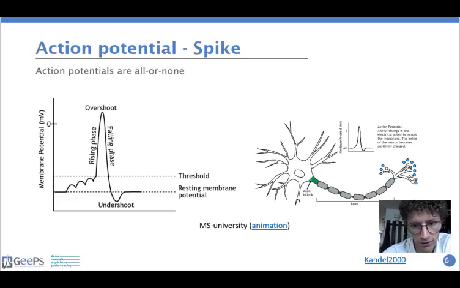And so this means that the information has to be encoded in the precise time of the spike, or in the number of spikes, or in other less intuitive methods, but not in the magnitude nor the shape.